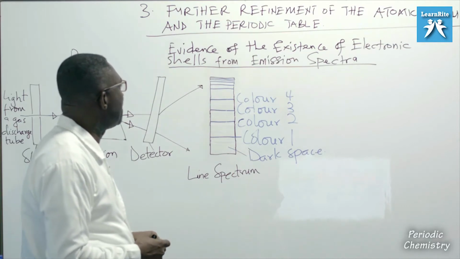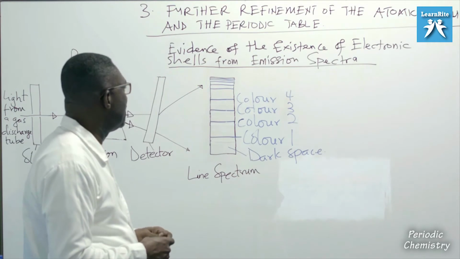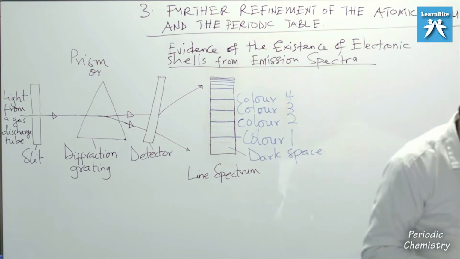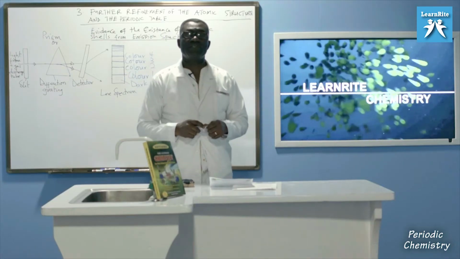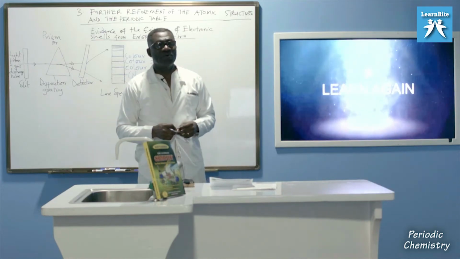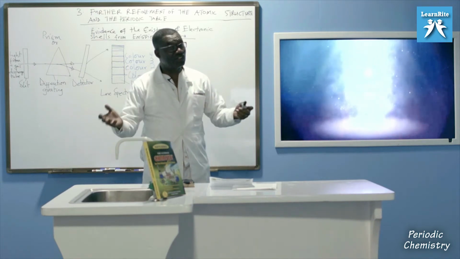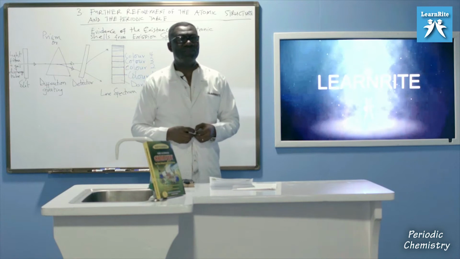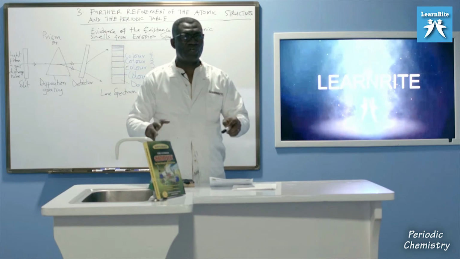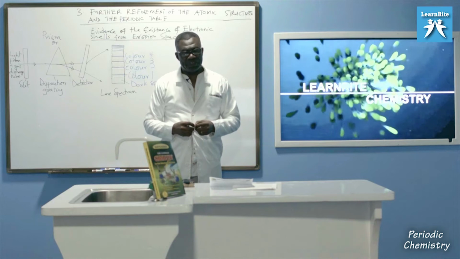Now, within this chapter, the first thing that we want to know is the evidence of the existence of electronic shells from emission spectra. Let's go back to the last thing that we studied under the atomic structure. We talked about Rutherford. And remember, Rutherford was the one who added some knowledge to J.J. Thomson and Dalton. J.J. Thomson discovered the electron, and Rutherford came to discover the nucleus. He did not discount the fact that there were electrons in the atom.